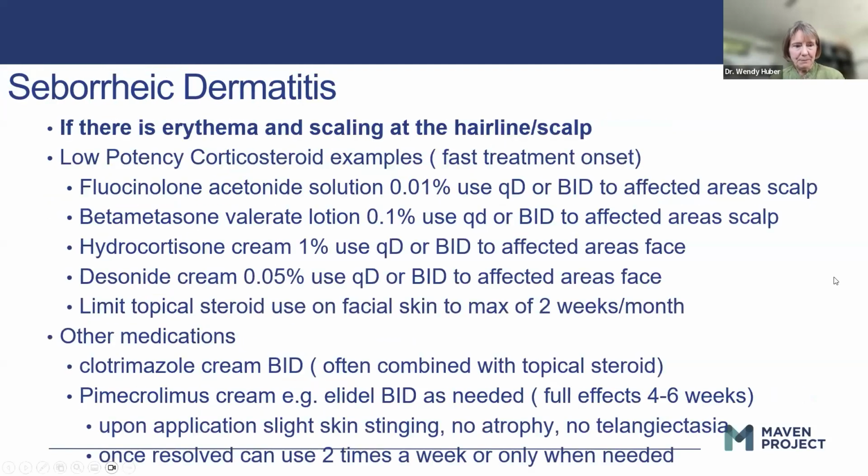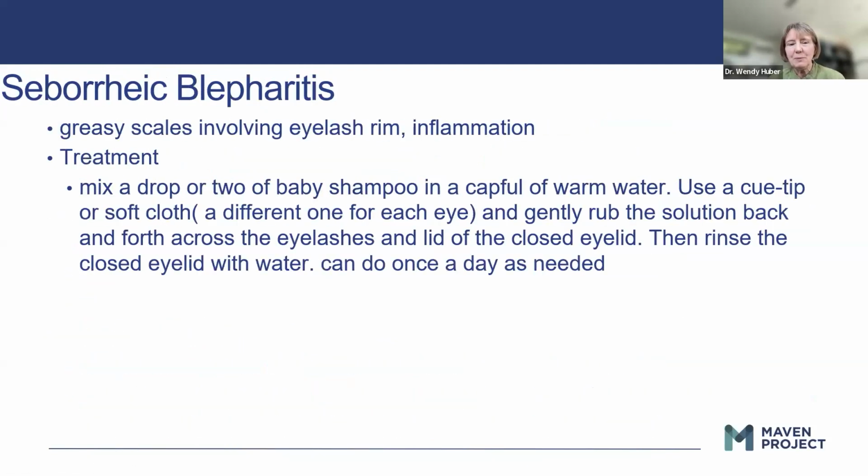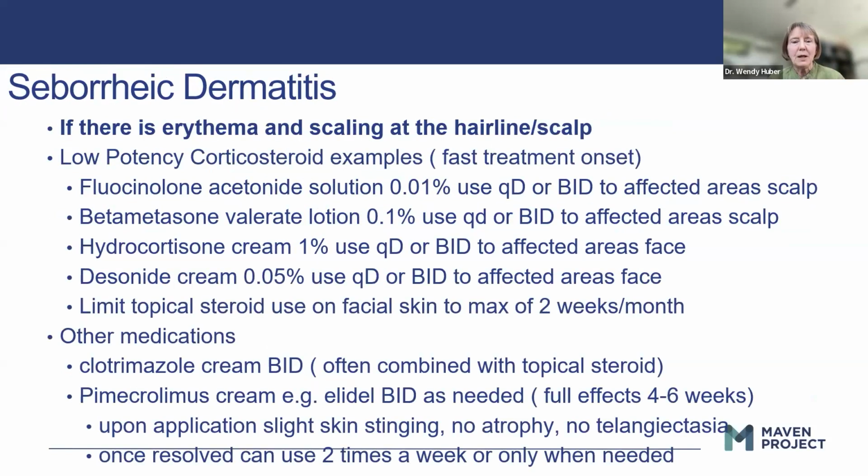Oops, sorry. Yep, keep going. If there's erythema and scaling, back one. At the hairline or scalp, these are some recommended corticosteroids that you can use. Other choices is clotrimazole cream. Typically, that's combined with a topical corticosteroid. And then there's Elidel. Elidel takes 4 to 6 weeks to see full effects. However, it has no problems with atrophy over time. And it can be used once resolved 2 times a week or only when needed. So that's another choice for that. Next slide.